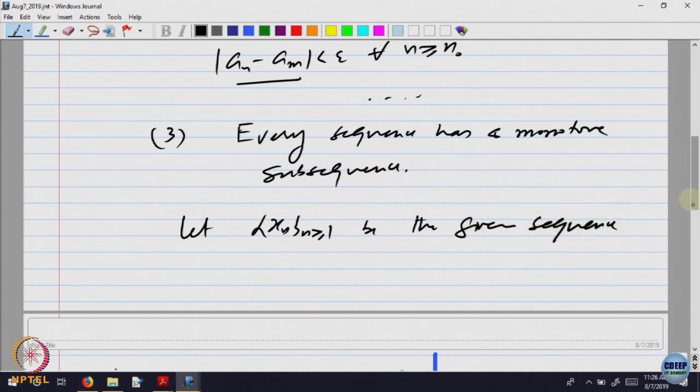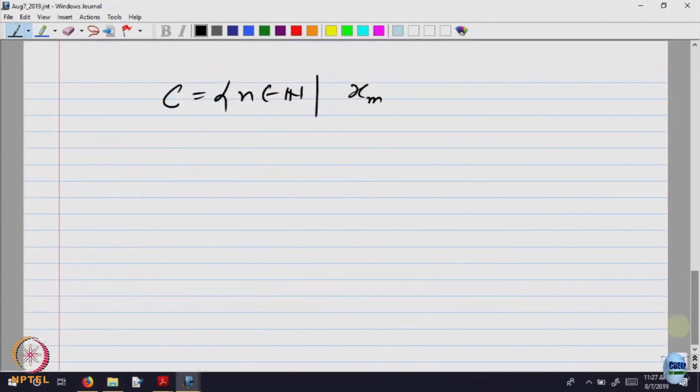Let x n be the sequence which is given to me. Look at the indices n such that x m is bigger than x n if m is bigger than n. So, what we are saying is, at any place you are standing, look at the buildings after that; you are able to see all of them, right? Is it okay? So, this set C is a well defined set, okay?